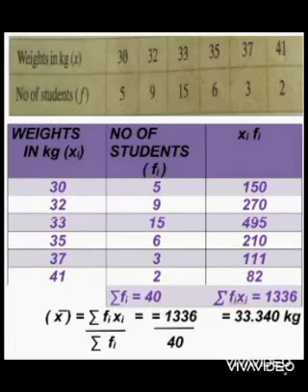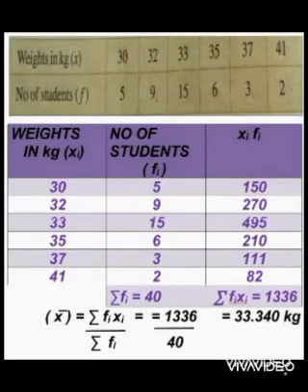So what is the formula here, children? Mean formula. X bar is equal to sigma fi xi by sigma fi. Sigma means what? Sum of the observations. Sum you have to do. So the next step is to add all the frequencies. If you add all the frequencies, 5 plus 9 plus 15 plus 6 plus 3 plus 2, how much do you get in total, children? 40.